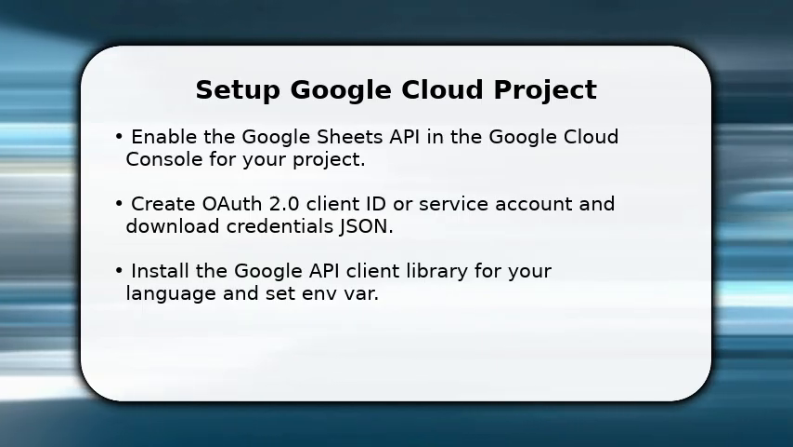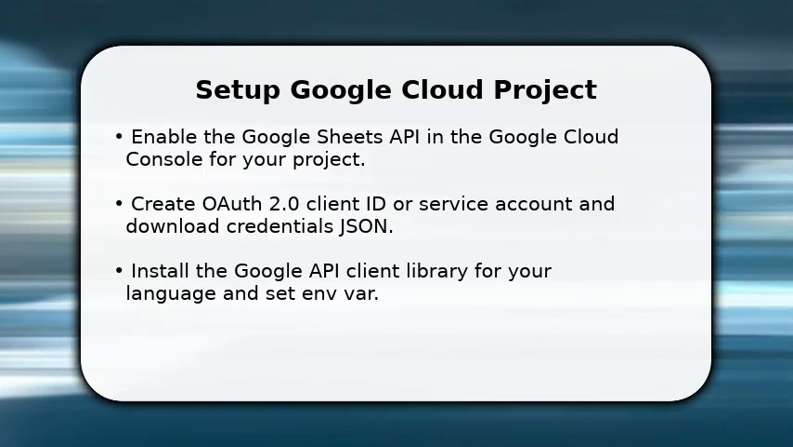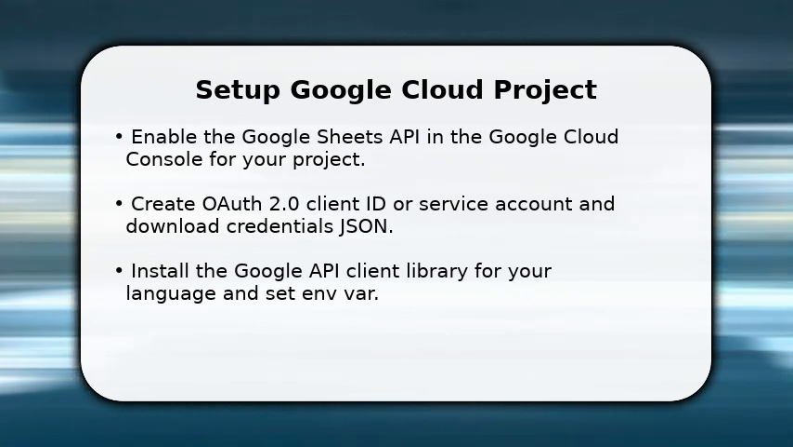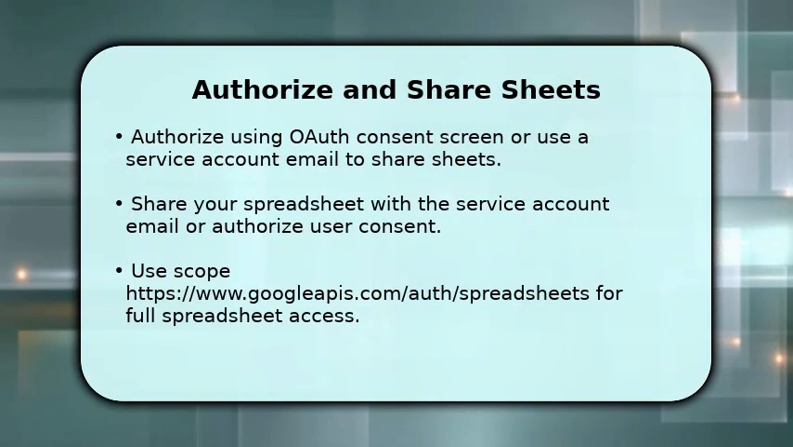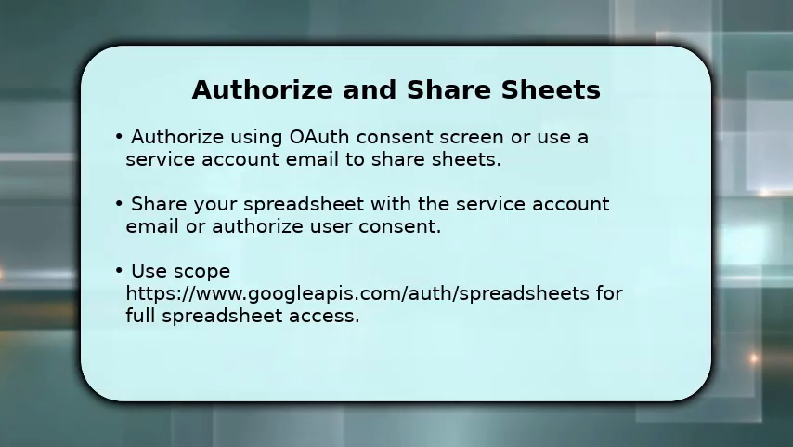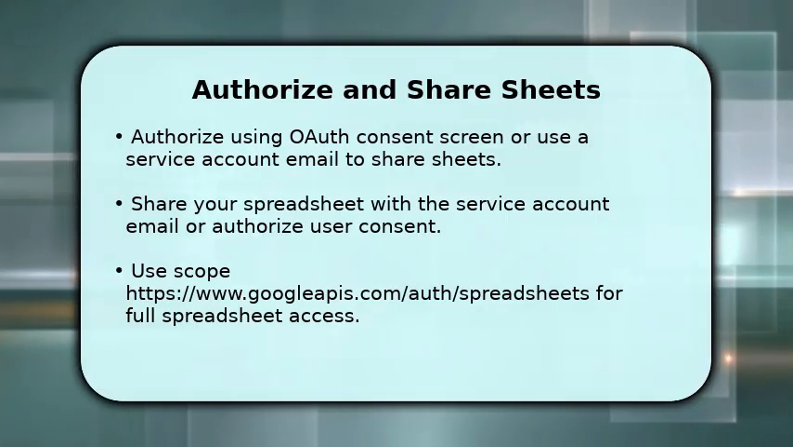Install the Google API Client Library for your programming language using the official package manager. Finally, set the environment variable to point to your Credentials JSON file for authentication. Prepare authorization by configuring the OAuth consent screen if using OAuth client. For server-to-server workflows, use a service account and copy its client email.